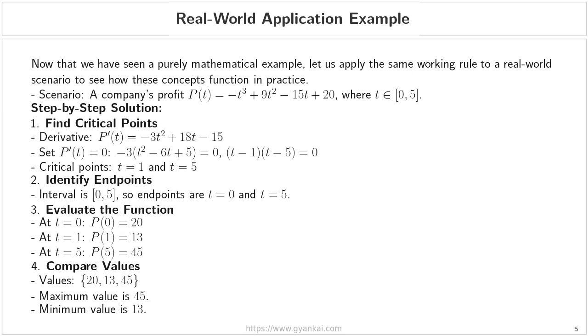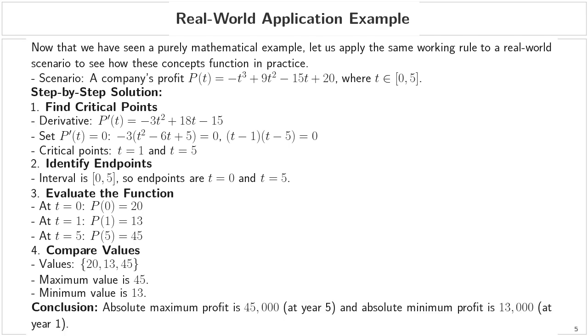Fourth, we compare these resulting values, 20, 13, and 45. We can clearly see that the largest value is 45 and the smallest value is 13. In conclusion, the absolute maximum profit is $45,000, which occurs at year 5, and the absolute minimum profit is $13,000, which occurs at year 1. Now that we have successfully applied the rule to a practical problem, let us move to the next slide to discuss some common mistakes you should avoid to ensure your calculations are always accurate.